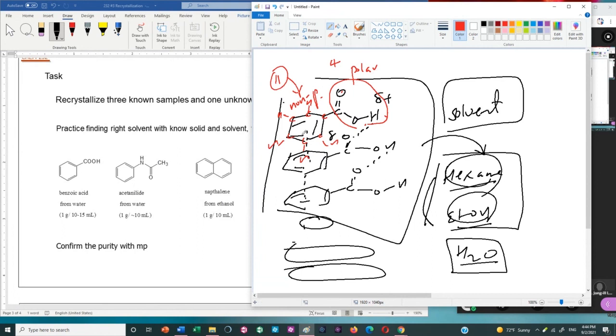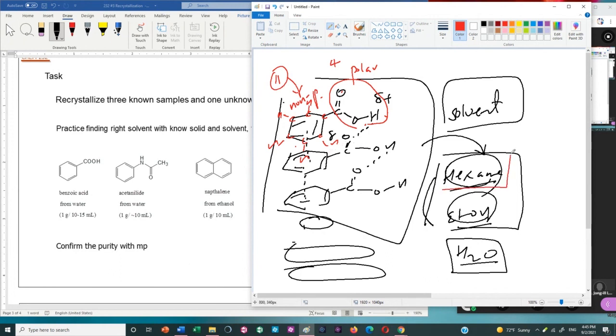So if you average out, really roughly speaking, this molecule is a lot more nonpolar, but it has a little bit of polarity. 11 out of 15 atoms are nonpolar, 4 out of 15 are polar. So you can say almost 3 times more nonpolar than polar. So yeah, 75% nonpolar, 25% or so polar.